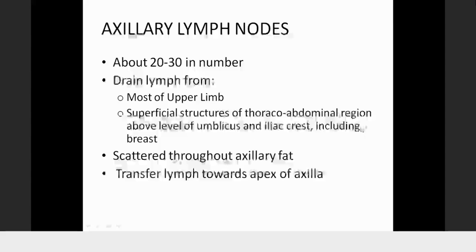Okay, and the breast also, it is an important structure which is drained by axillary lymph nodes. It has very important clinical significance. Then, these axillary lymph nodes are scattered throughout the axilla, and they transfer lymph towards the apex of the axilla.